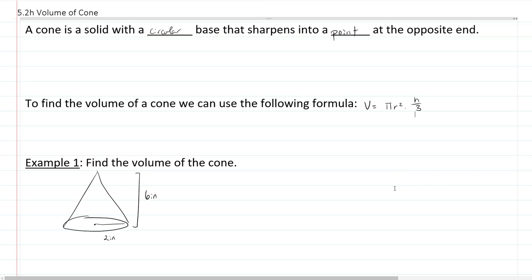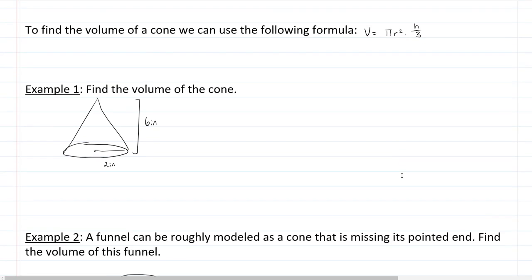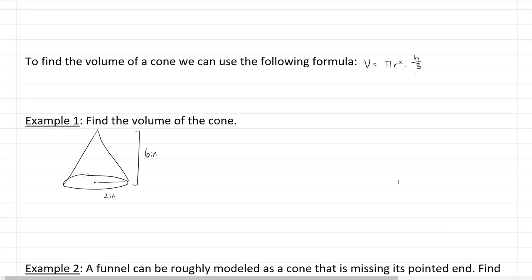Let's see this formula in action in a couple of examples. Example 1. Find the volume of the cone below. So let's apply our formula. Volume equals pi r squared times height over 3. So let's plug in our values. Pi is pi. Let's plug in 2 inches for the radius of the base. We'll plug in 6 inches for the height of the cone, and we'll divide by 3.